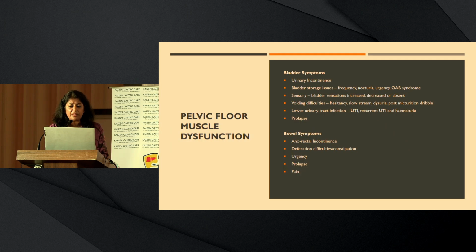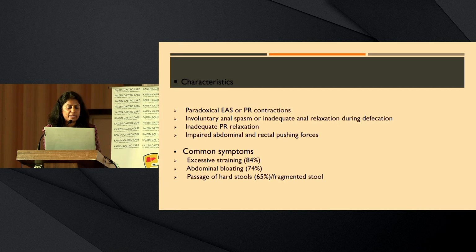And I'm skipping to the bladder functions, but I think I can skip the whole thing. So Dr. Rupali covered this, so I'm going to quickly go through it. But when you see a paradoxical external anal sphincter or puborectalis contraction, involuntary anal spasm, inadequate anal relaxation, inadequate puborectalis, or impaired abdominal or rectal pushing, this is when you think about a physical therapist or that this person needs a correction. This can be seen by a simple rectal examination, or you could do this in an anal manometry, or a diagnostic biofeedback can also give you the same results.